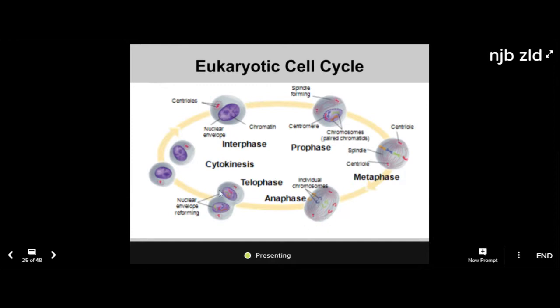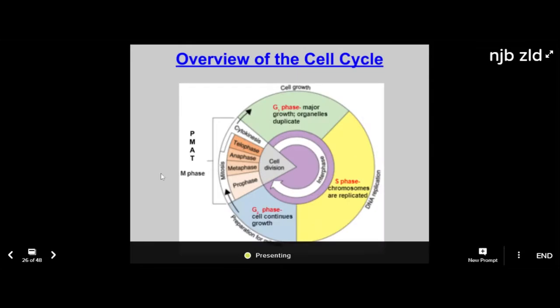Then the two new nuclei start appearing during telophase. Cytokinesis is happening, and then two new cells. Now these two new daughter cells, or child cells, are here. They'll each now go through this whole process, and this goes over and over again in the body. Overview, we just talked about this.